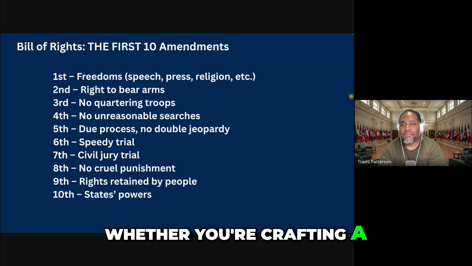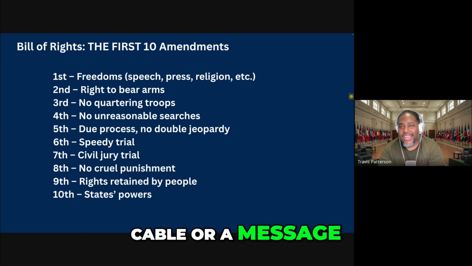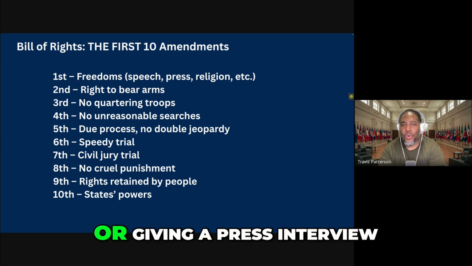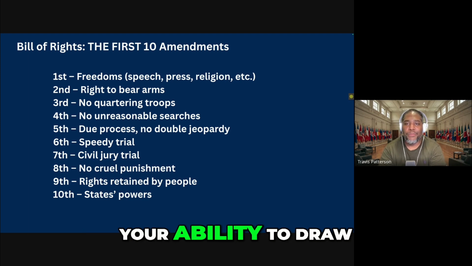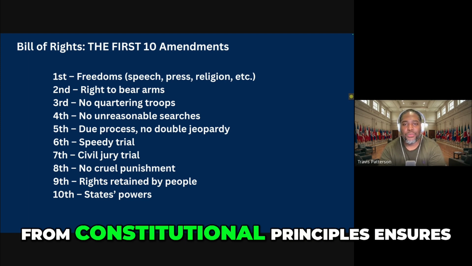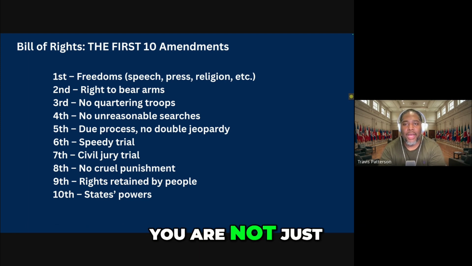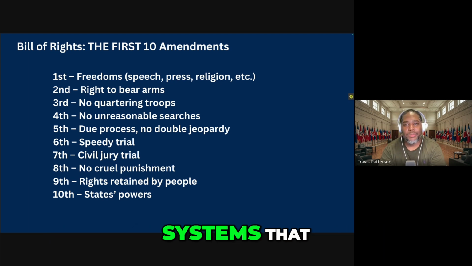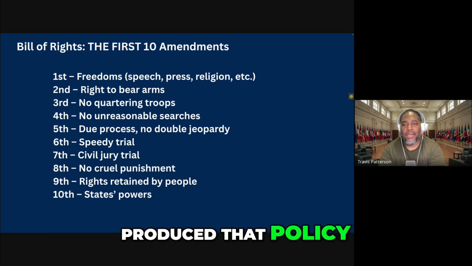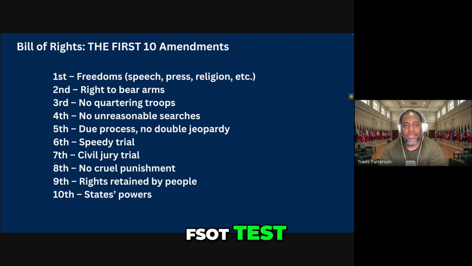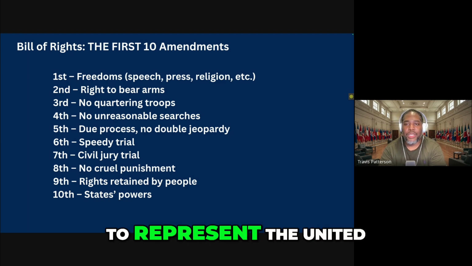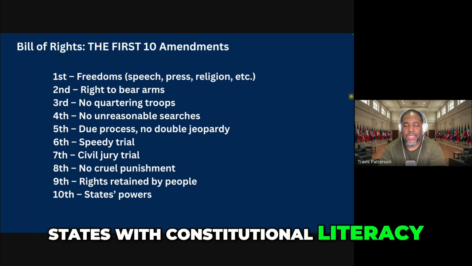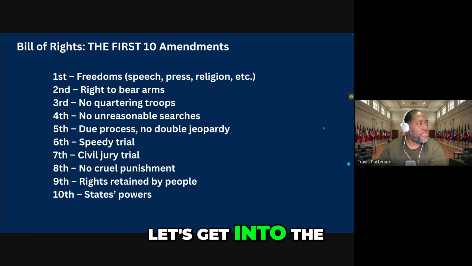Whether you're crafting a cable or a message, advising a foreign official, or giving a press interview, your ability to draw from constitutional principles ensures you are not just representing United States policy, but the values that produced it. This is why we prepare you to represent the United States with constitutional literacy.